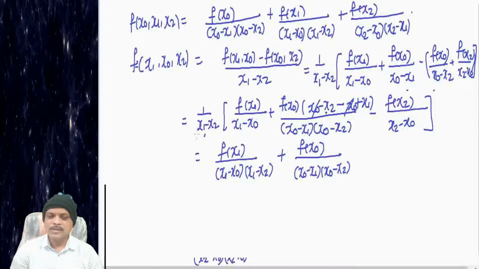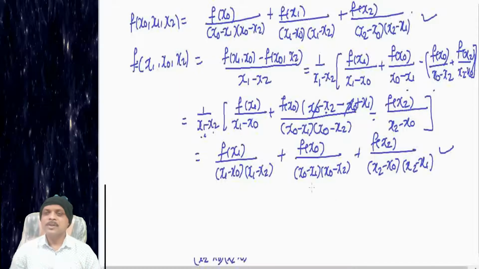Okay, now look at this. This is x1 minus x2 and this is minus. So we take minus common from here, and minus minus will be cancelled, and we remain with f of x2 divided by x2 minus x0 into x2 minus x1. Now see this value and this one. So this will be the same. So whenever we change the order of the arguments, the value of the divided difference will remain the same.